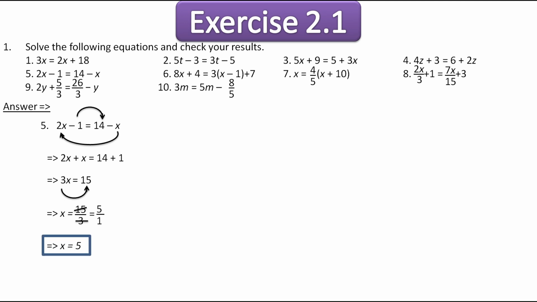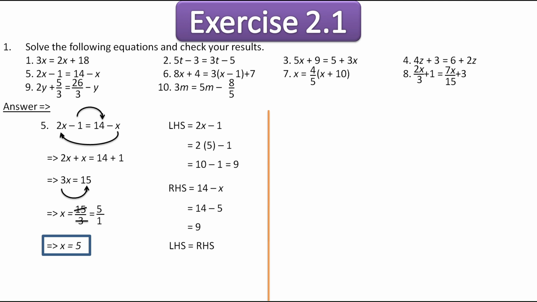Okay. Now let's put the value of x in the left hand side, that is 2x minus 1. So 2 in the bracket 5 minus 1. 2 5s are 10 minus 1, which is equal to 9. Now we have RHS as 14 minus x. As the value of x is 5, we will put it in the RHS part, that is 14 minus 5 is equal to 9. Therefore, we got LHS is equal to RHS. That means our solution is correct.